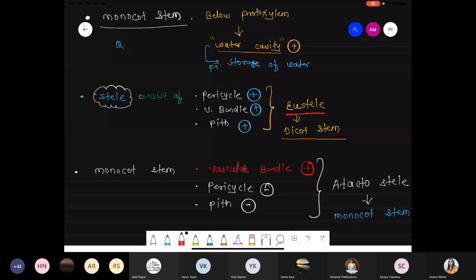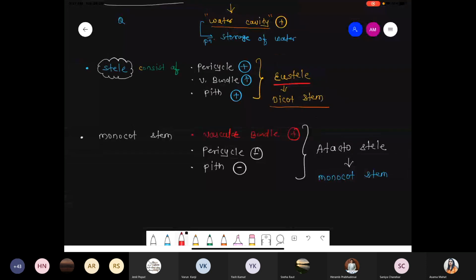But suppose in case of this stele, only the vascular bundle is present, but the remaining two, that is pericycle and pith tissue, are totally absent. Such a condition is simply represented by the word atactostele. And atactostele is a characteristic feature of the monocot stem. Got it? U stele means what? Present in dicot. Pericycle, pith, vascular bundle present. Atactostele means what? Only the vascular bundle is present. The remaining two tissues, that is pith and pericycle, are totally absent.